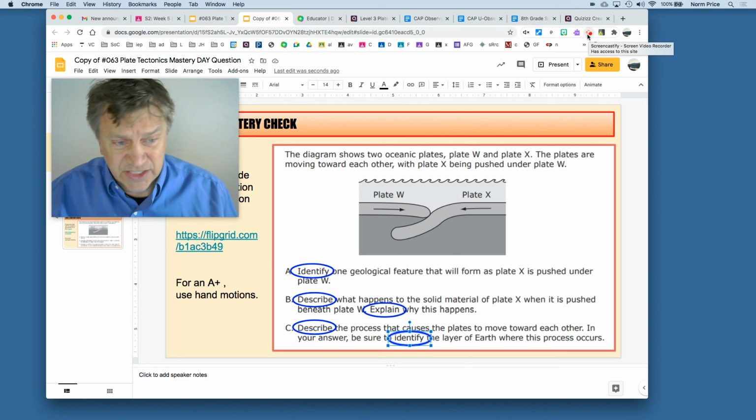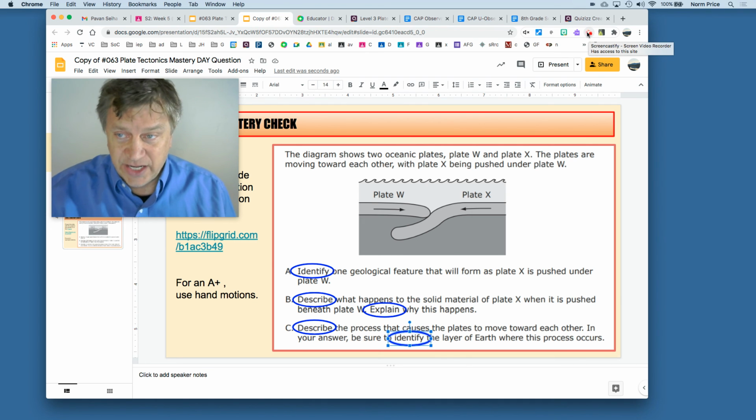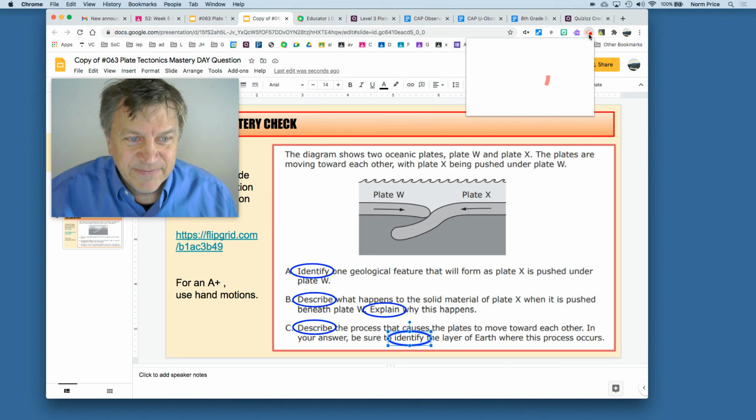Don't worry about getting it perfect this time, but on the Flipgrid, give it a swirl and try to answer this question as best you can. Thanks for giving it a try.